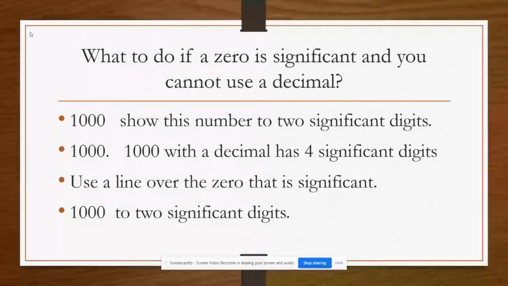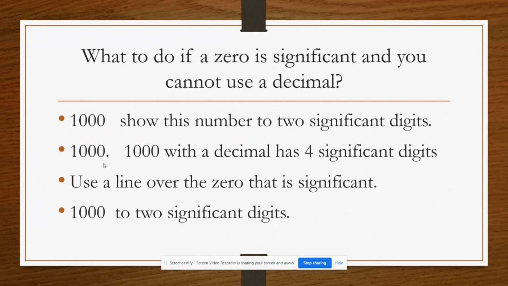Okay, so we have one more thing to think about. What do we do if a 0 is significant and you can't use a decimal? So here in this example, we want to show that this number is to 2 significant digits. Right now, without a decimal, it only has 1 significant digit, first non-zero number. If we put a decimal here, it's our first non-zero number, and everything to the right counts. So that would be 4 significant digits.